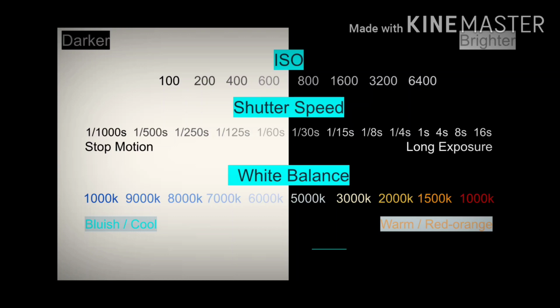That's how the image is captured. Lower the time, less light. Higher the time, more light. High shutter speed is used to stop motion and low shutter speed is used to show the motion in a photograph. That's also called a long exposure. Then white balance. You can see in the slide. Lower is reddish, higher is bluish.